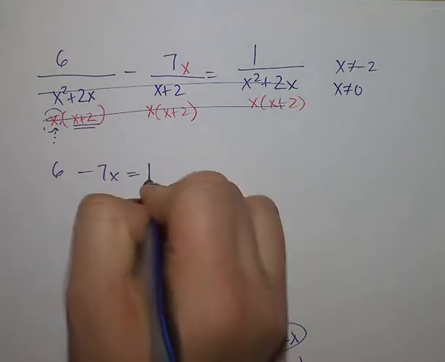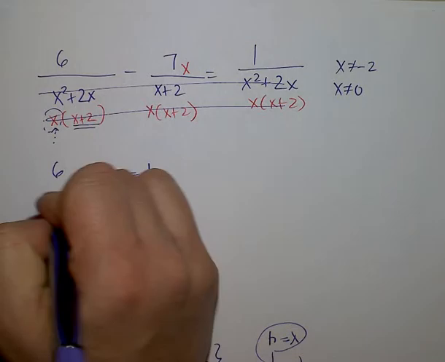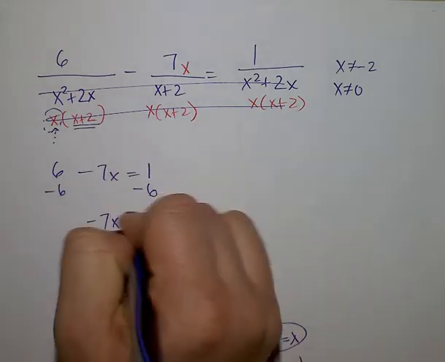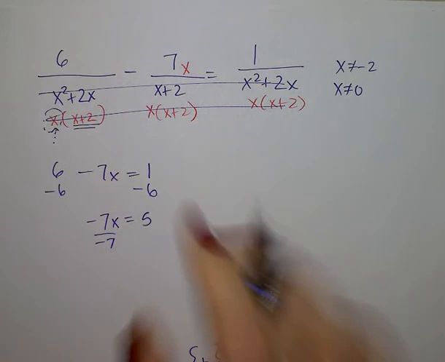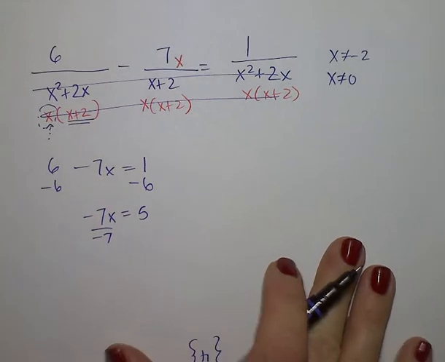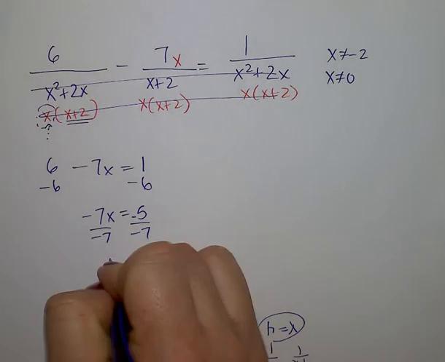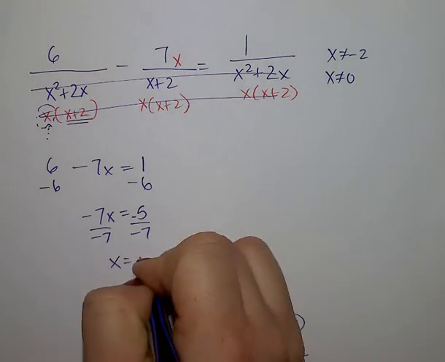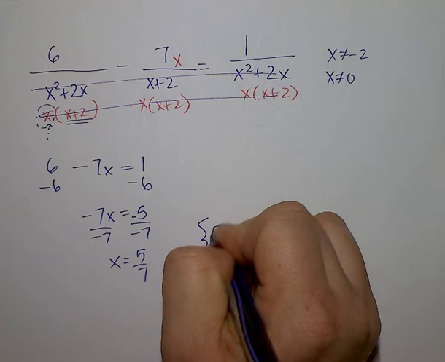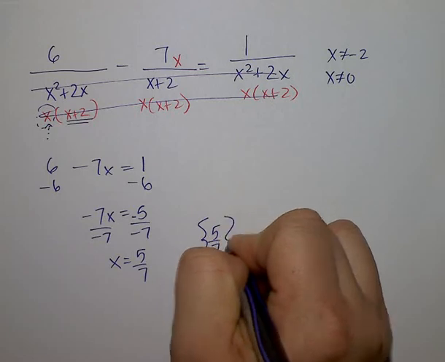And now let's solve the top. Subtract 6 to the opposite side. Divide by a negative 7. Now let's see here, I forgot a negative in front of the 5. Divide by negative 7. Two negatives make a positive. And I'm done.